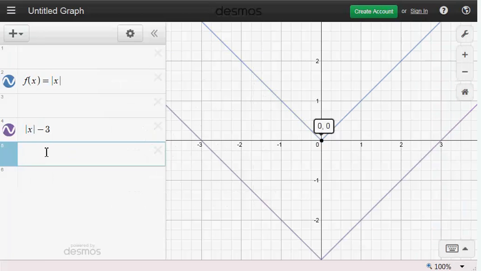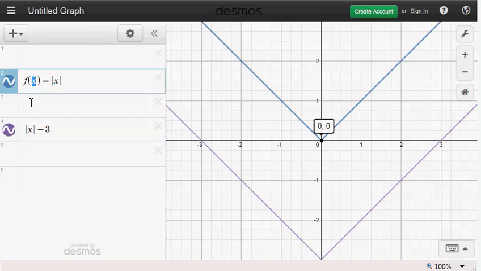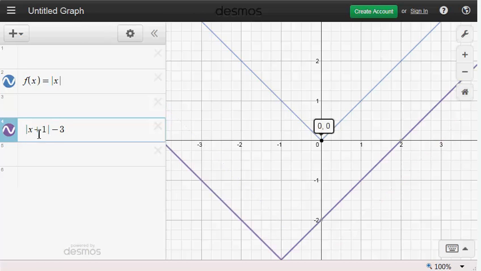Now I need to figure out how to accomplish the other goal, which was to move left 1. So the other thing that you may have learned at this point in the class, in addition to adding or subtracting a number to the output of a function, is that you can add or subtract a number to its input. So the input to the original function is x. If I was to add a number to the input, say add 1, notice that it moved the point left 1, and then the -3 moved it down 3.